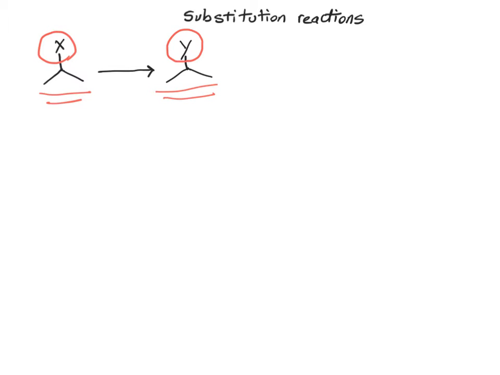In substitution reactions, we need a substrate with a good leaving group. For example, we need an alkyl halide because halides are good leaving groups. And we need a nucleophile. And the nucleophile will replace the leaving group of the substrate.